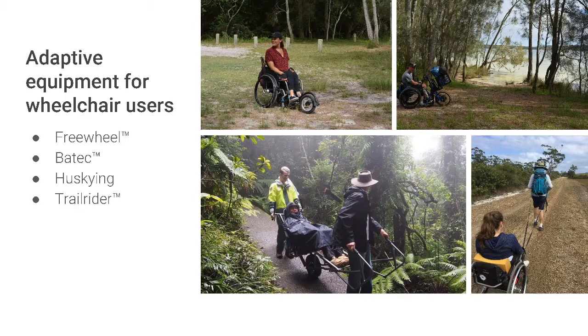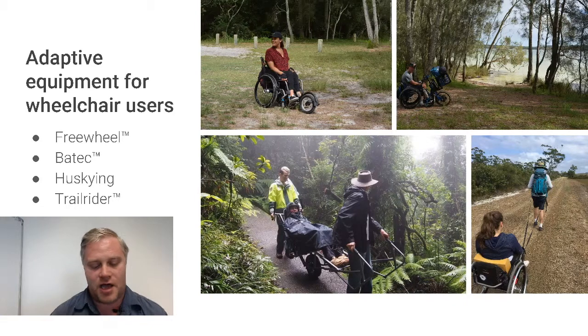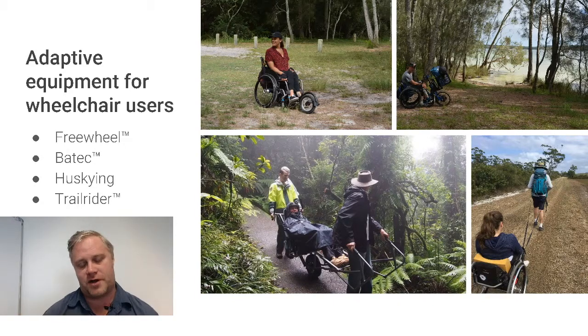And you could imagine school groups doing this, like a Duke of Edinburgh trip, where you might have a long push, which is really difficult for somebody, but they could share this huskying around their group. The bottom left is an example of probably the most restrictive bit of equipment. It has its place. It's called the trail rider, and you can see here that the person sits in the middle of the trail rider, and they have two Sherpas, a person at the front, a person at the back.